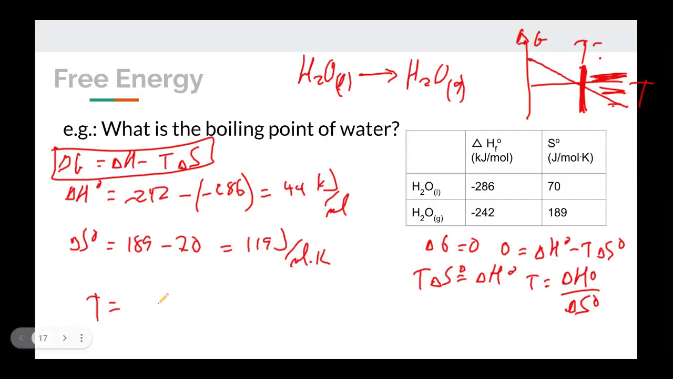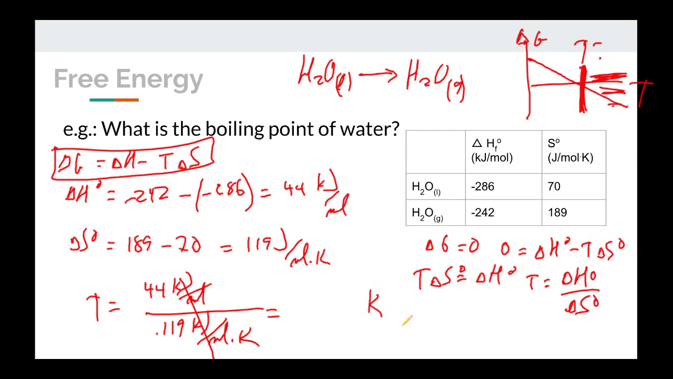T is equal to, our delta H here is 44 kilojoules per mole, and our delta S is, in kilojoules, 0.119 kilojoules per mole per Kelvin. Kilojoules per mole cancel out. We get 1 over kelvins, that's just kelvins. And when you do this calculation, you get 370 kelvins. Now, we only have two significant figures here, but that's pretty close to 100 degrees C, which is 373 kelvins. So this is a good prediction.